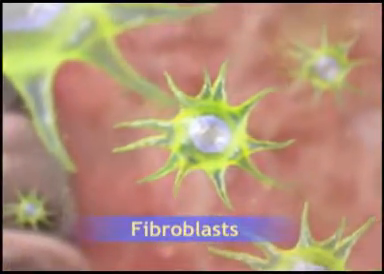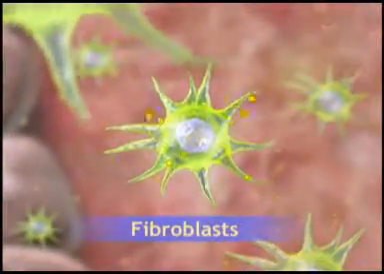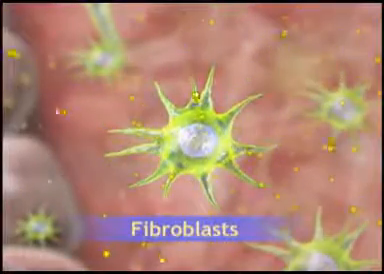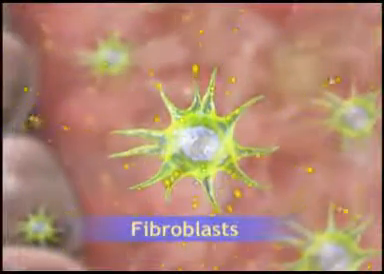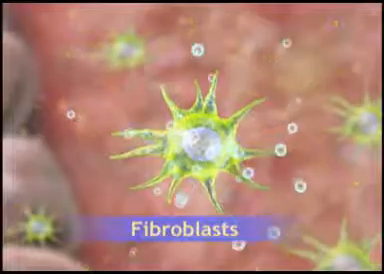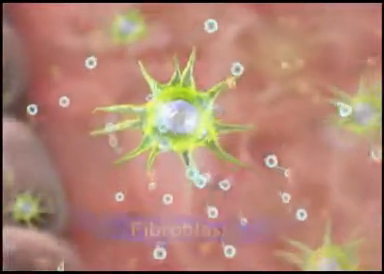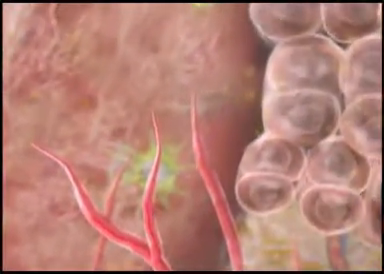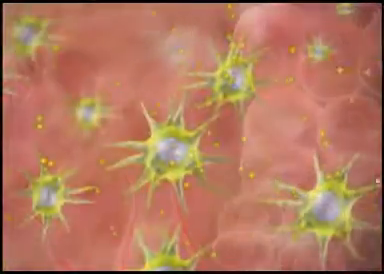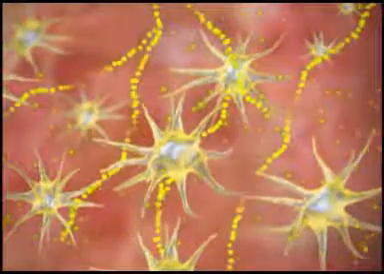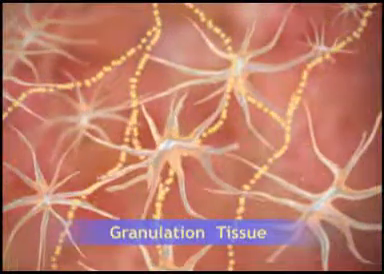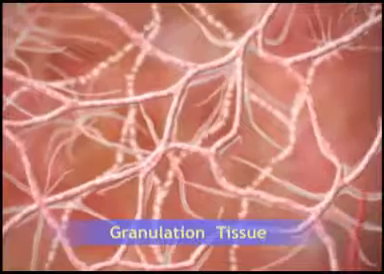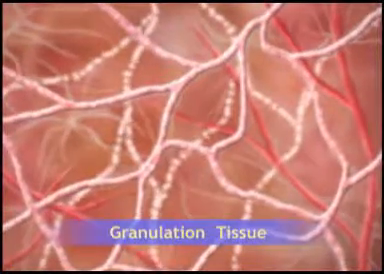Fibroblasts are connective tissue cells that synthesize and secrete collagen. They also secrete growth factors that induce the growth of blood vessels through a process called angiogenesis, while promoting endothelial cell proliferation and migration. The fibroblasts and endothelial cells form granulation tissue that serves as the foundation for scar tissue development.